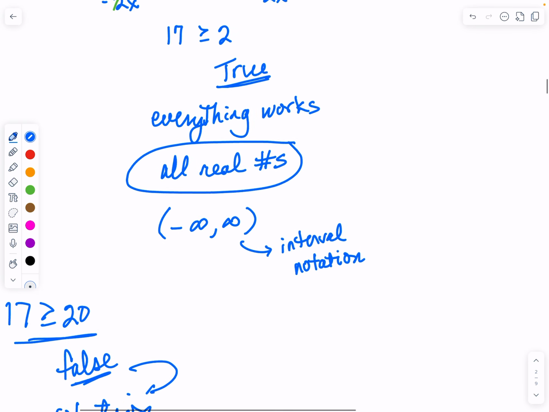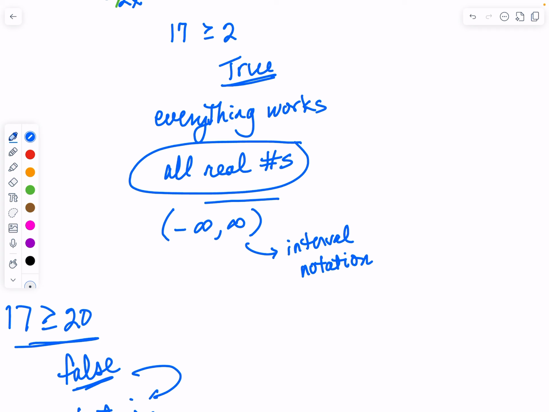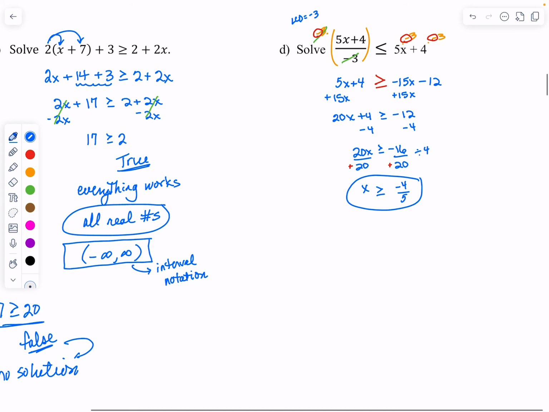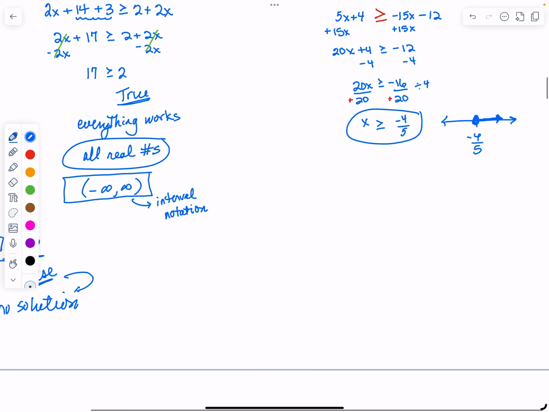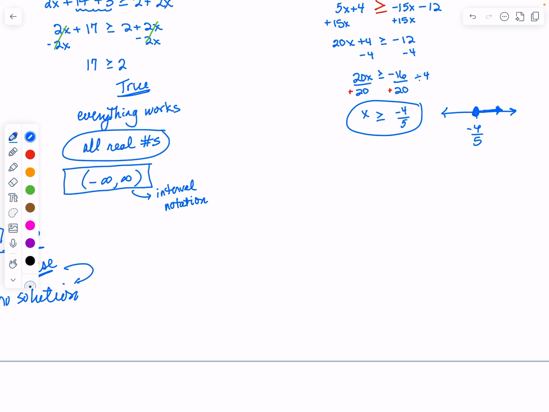This one, we already talked about that. All real numbers, everything worked. So that's going to be negative infinity to infinity. And the last one, again, you can draw it if you want to. There's negative 4/5, wherever that is. It's going to have a solid dot because it has an equal mark, shaded to the right. So as we walk on our little railroad track, I get to negative 4/5 first. Notice it has an equal mark, so it's a bracket. And then we go to forever. So that's infinity, which gets a parentheses.